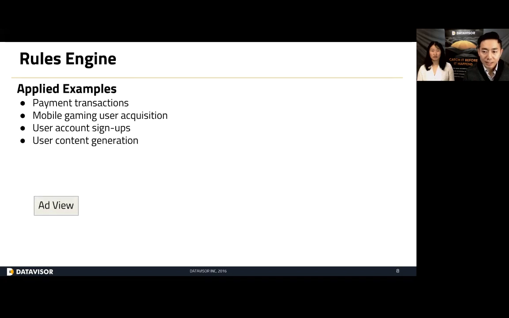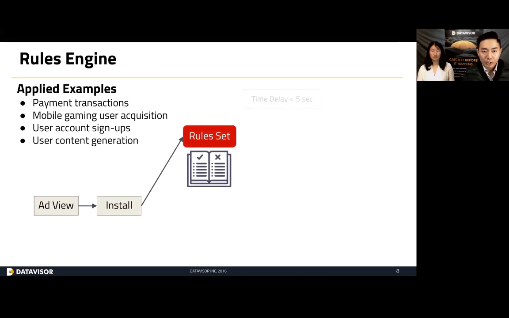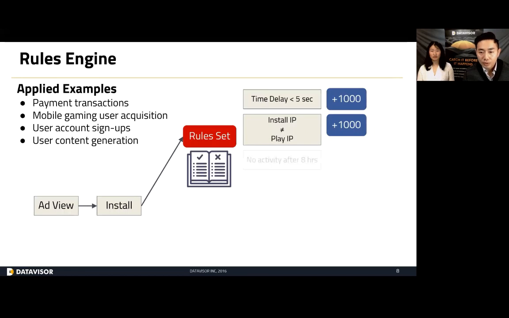So the user sees the game advertised on a web page. Then the user installs the game and plays the game for a short period of time. After this has happened, the rules engine runs and certain rules are triggered. The game install happened too quickly, because the time delay between when the ad was viewed and the installation of the game was less than 5 seconds. Also, based on the IP address, the country where the game was installed is different from the country where it was played. And also, there was no activity after 8 hours since the game was installed, and usually the vast majority of new players show activity weeks after the game installation.